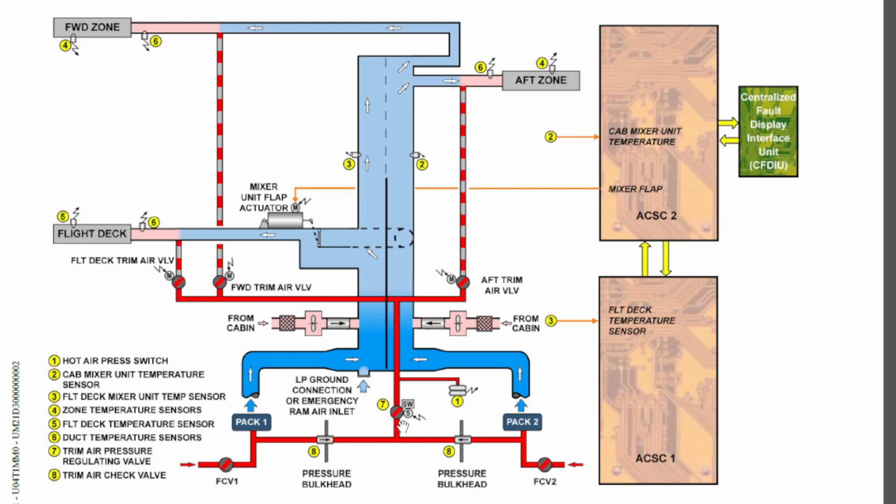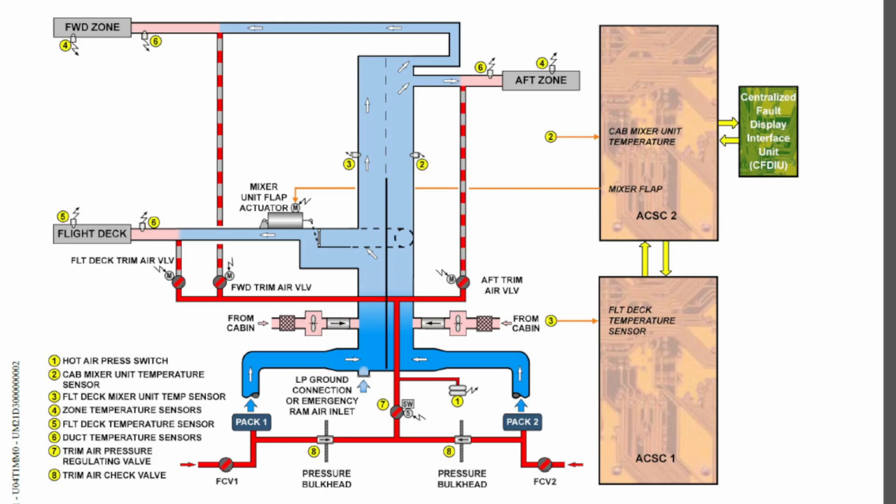It will control the trim air flow into the system, as well as the pressure of the trim air which will be entering the system. So basically those are the components that you will find in the mixer unit. Next we'll discuss the functions of these components in the mixer unit and the hot air system.